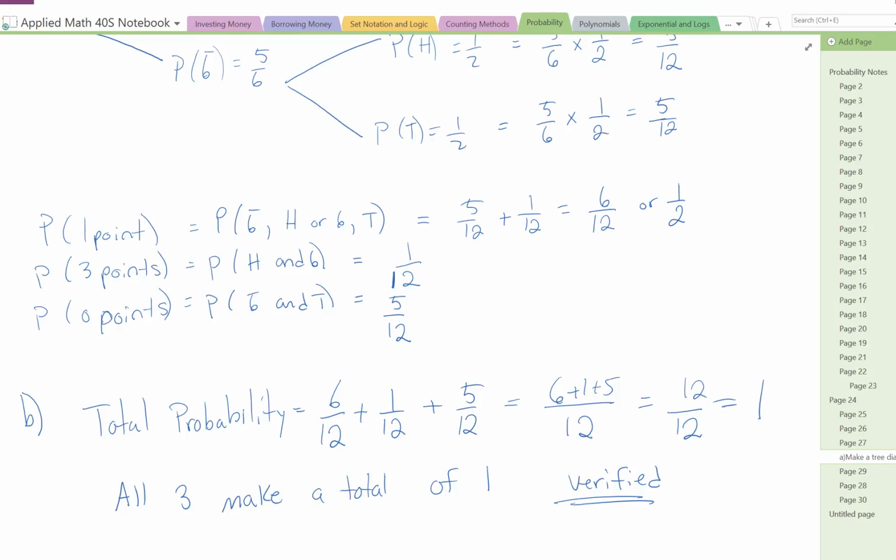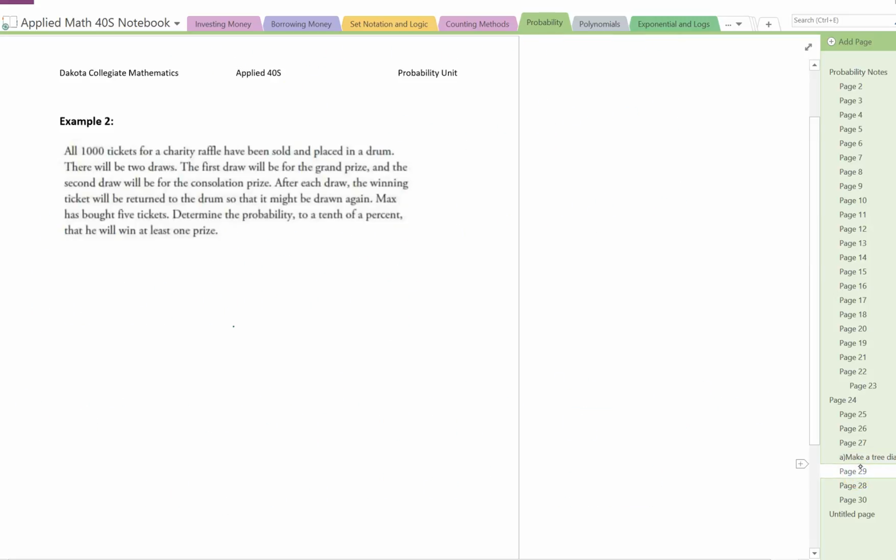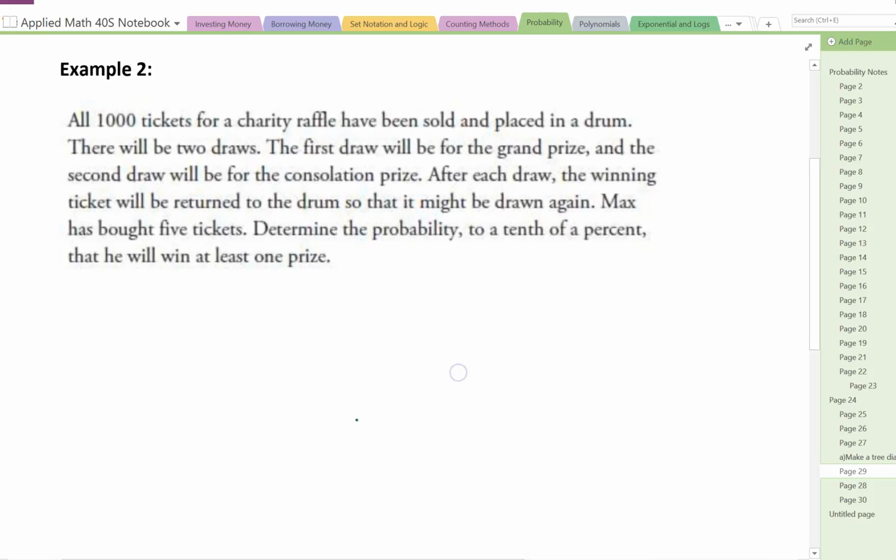Alright, let's take a look at example 2, and that's the last example for this topic. It's a little bit different than a tree diagram, and we'll see why. So it says, all 1,000 tickets for a charity raffle have been sold and placed in a drum. There will be 2 draws. The first draw will be for the grand prize, and the second draw will be for the consolation prize. After each draw, the winning ticket will be returned to the drum so that it might be drawn again. That's really important. Max has bought 5 tickets. Determine the probability to 0.1%, that's just telling us how to round it, that he'll win at least 1 prize.